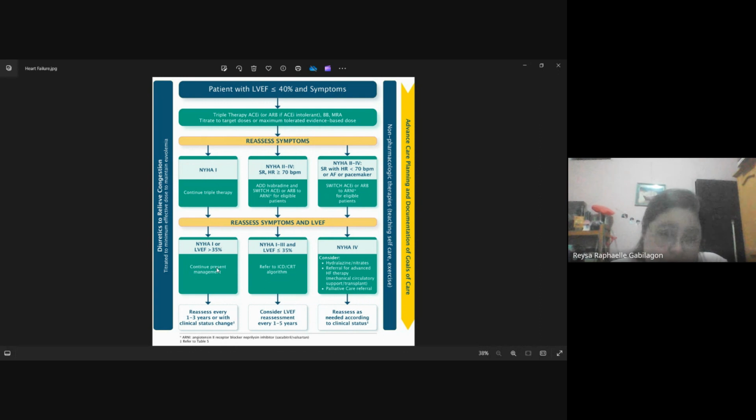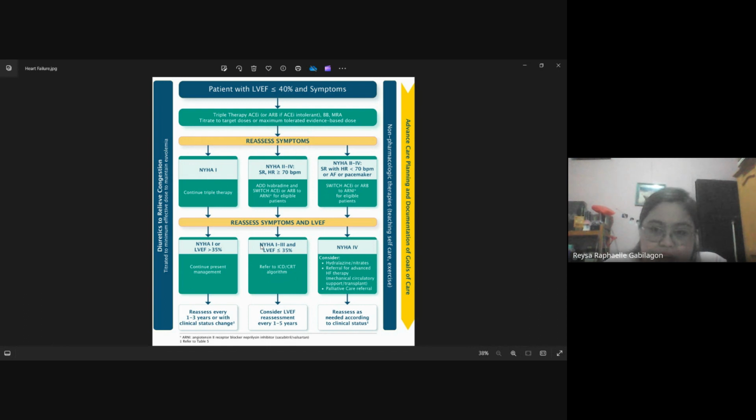If NYHA 1 or class 1 pa rin siya with LVEF na more than 35%, just continue with the treatment and then reassess after 1 to 3 years. Okay? Tapos, kung NYHA 1 to 3 and then less than 35% yung ejection fraction, we may use the ICD-CRT algorithm na gagamit na tayo ng mga defib na mga pwedeng ilagay sa heart to help the heart na mag-pump. Okay, so hindi na siya like for treatment.